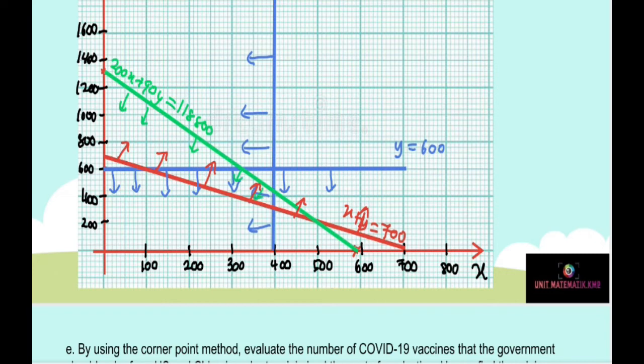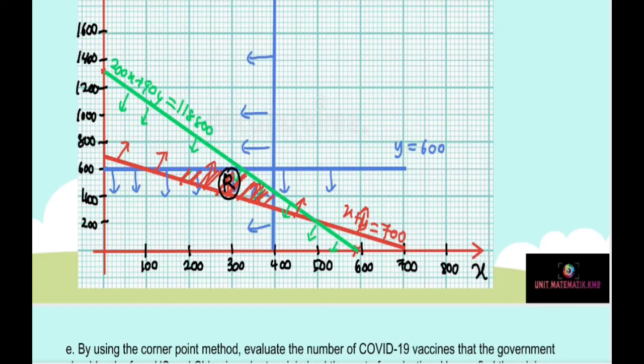Now, to determine where the feasible region is, we look at the arrows going to the center, which satisfies all of the inequalities. We find that the feasible region is here, so we need to shade the region. After we shade the region, we write down R, which means that it is the feasible region.